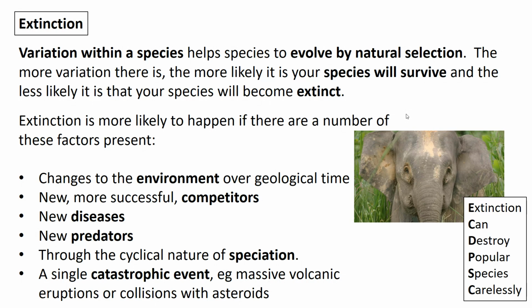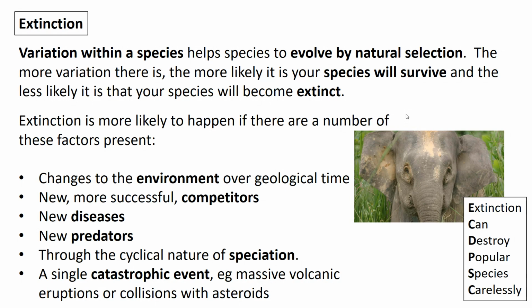Number one, changes to the environment over geological time. That can obviously put pressure on a species. If there are more successful competitors, that can put pressure on a species. New diseases or new predators. Just through the cyclical nature of speciation, those changes over time can actually lead to extinction rather than survival. Or you could have a single catastrophic event, for example, a massive volcanic eruption or collision with an asteroid might cause extinction events.